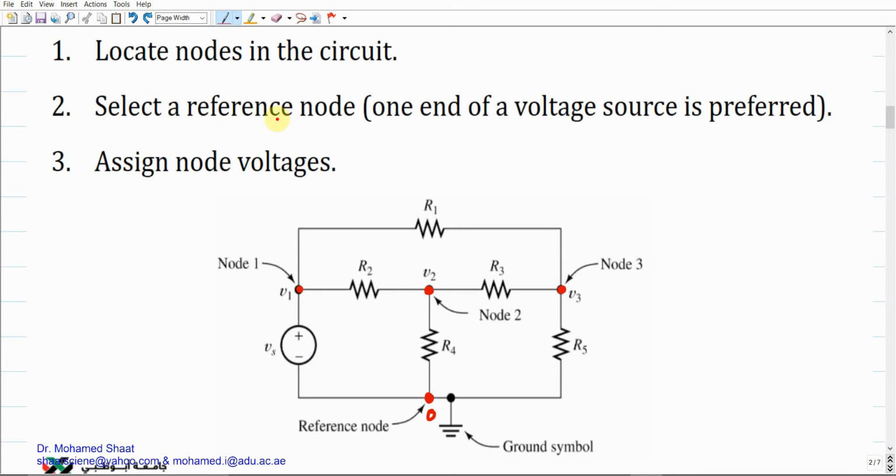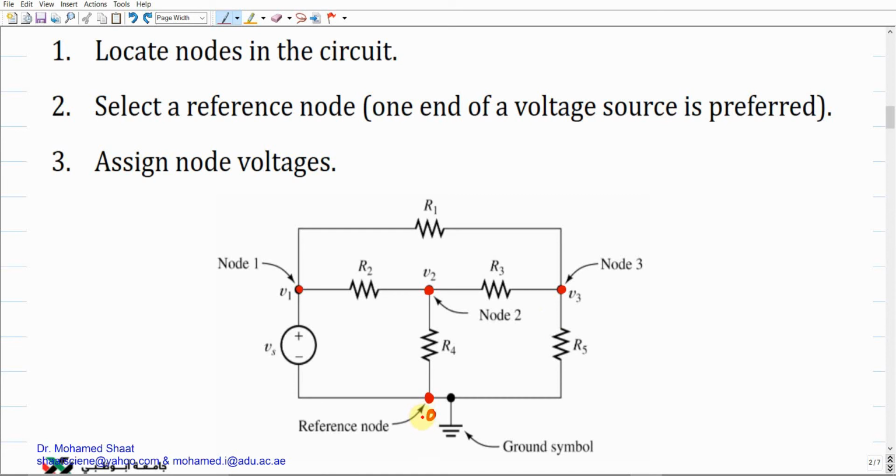Once you define the reference node, you are going to assign node voltages. This is the new keyword here, the node voltage. So what does a node voltage mean? This is the voltage at each individual node. Like we do have here a node, so there is a certain voltage value at this node. We do have another node, it has a certain value of voltage. The same thing, node 3, it has a voltage, and so on. So your objective is just to assign voltages at all of the 4 nodes. We here located 4 nodes.